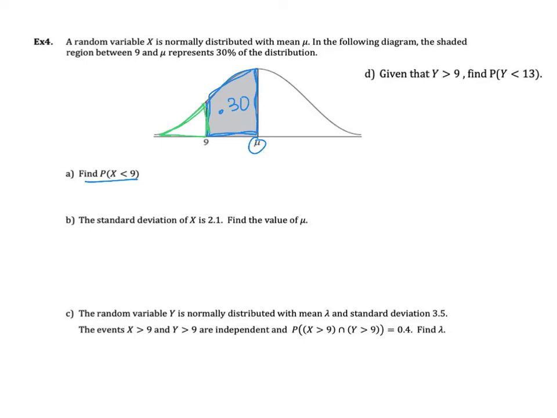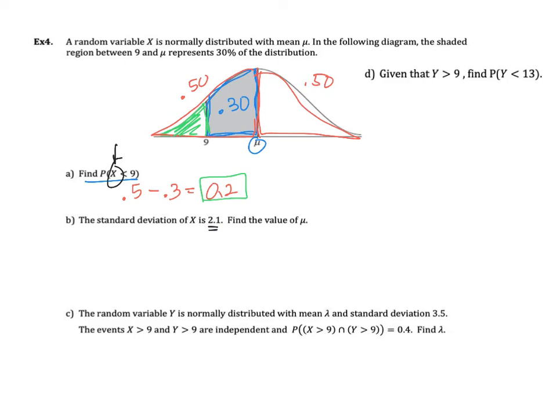Well, remember that 50% of the data is to the left of the average and 50% of the data is to the right of the average. So if that's actually the case, then I'm going to take 50% and subtract the 30% and see that this green portion right here is equal to 0.2. For part B, it says the standard deviation of x is 2.1.